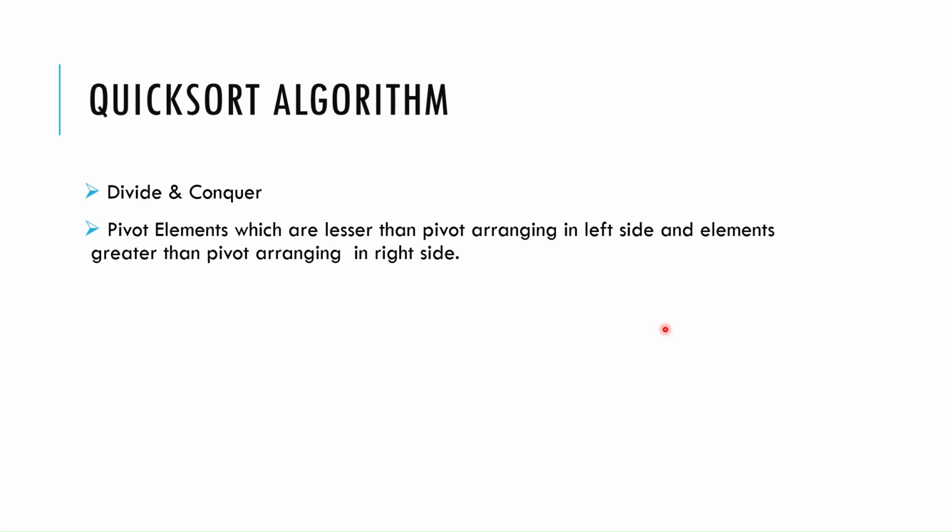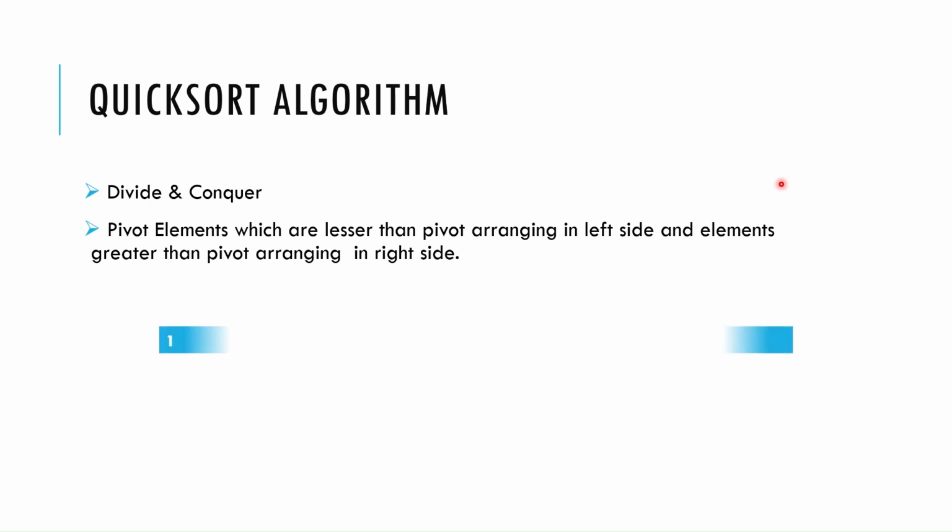Okay, so take any pivot element: pick any random element, pick the first element, pick the last element, pick the middle element, any element you can take as a pivot. But make sure that for whatever pivot you are taking, the left side elements should be smaller and the right side elements should be greater. That's the rule you need to keep in your mind when you are applying the quicksort algorithm. When you are facing an interview or writing an exam, make sure this rule is in your mind: the pivot's left side elements should be smaller and the right side elements should be larger.